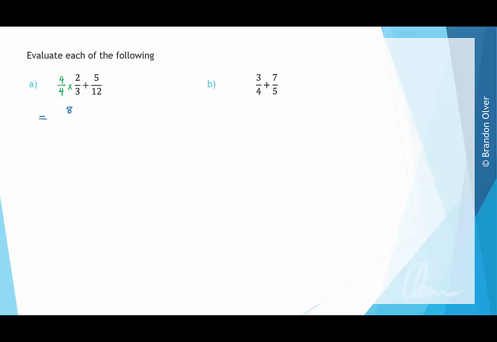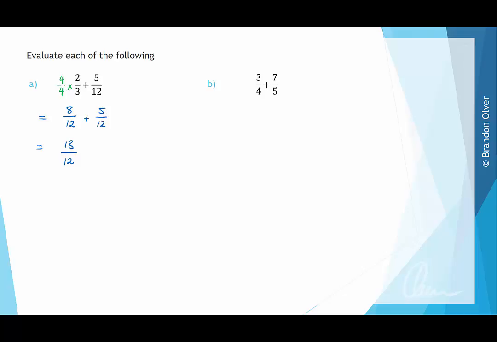Therefore, we have 8 over 12 plus 5 over 12, which will be equal to, adding the top lines now, we will get 13, and the bottom line remains as 12. So for part A, the answer is 13 over 12.